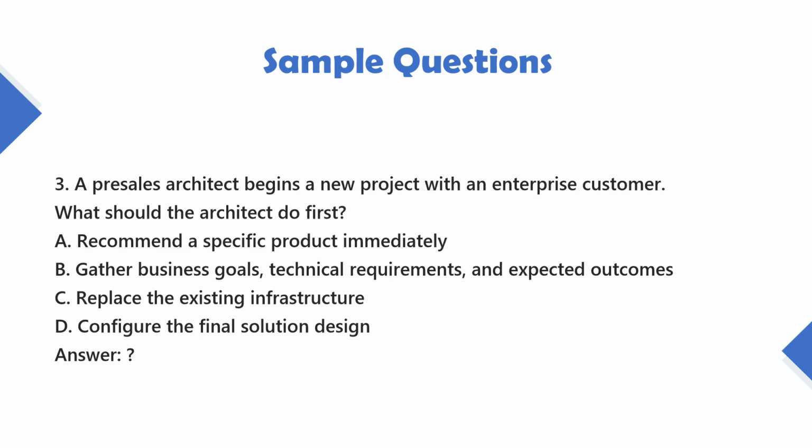3. A pre-sales architect begins a new project with an enterprise customer. What should the architect do first? A. Recommend a specific product immediately. B. Gather business goals, technical requirements, and expected outcomes. C. Replace the existing infrastructure. D. Configure the final solution design.